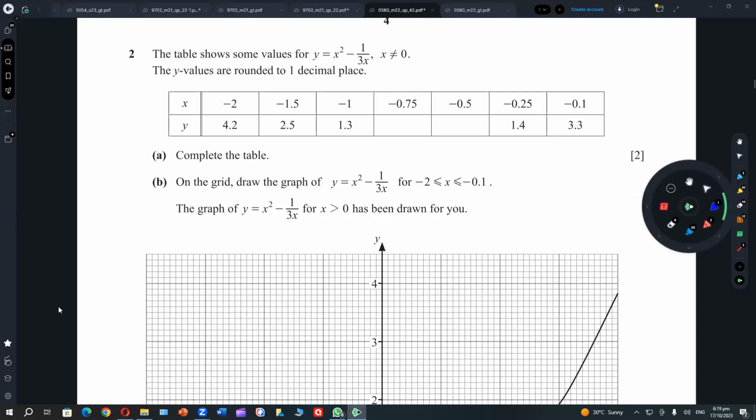Have you calculated the values at minus 0.75? What is the output on that? And on minus 0.5, the answer is 0.9.